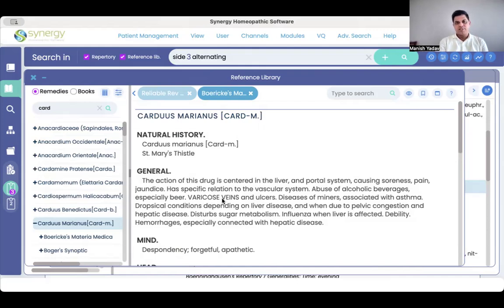Varicose veins. See what is written in bold, varicose veins. So liver complaint and varicose veins, you can think of this. Disease, now here, how beautiful it is. This is what I want to show you.